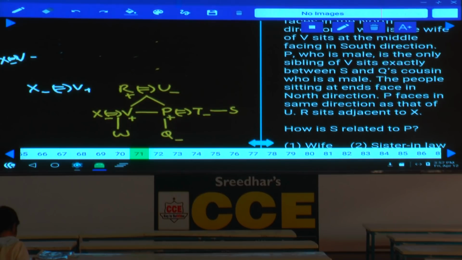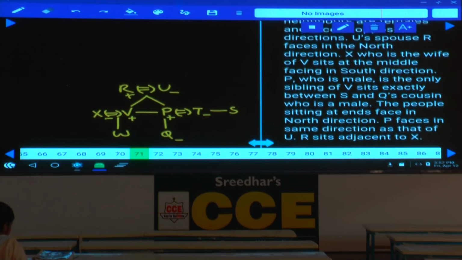W is a male. Now why W is a male? Need not necessarily be. Q's cousin is a male. Q's cousin is a male.